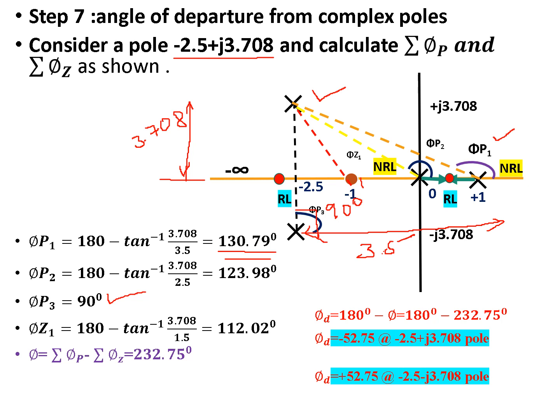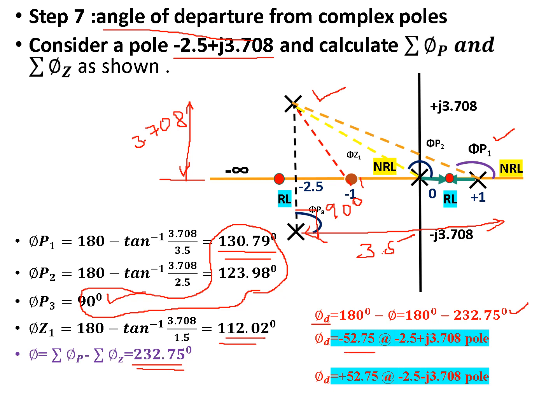And what is the value of phi? Phi is nothing but summation of all the pole angles minus summation of all the zero angles. The summation of all the pole angles are nothing but these values, 90 plus 123.98 plus 130.79, and the summation of phi z, there is only one zero, that is phi z1, so that value is 112.02. So we get the value as 232.75, but we are interested in angle of departure. Angle of departure formula is 180 degree minus phi, 180 degree minus 232.75 degree, we get the value as 52.75, and the sign is negative.